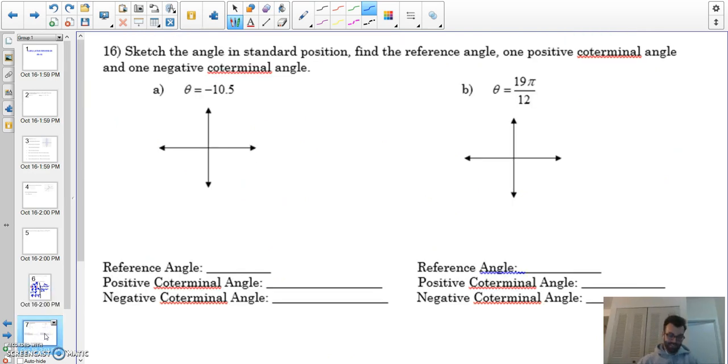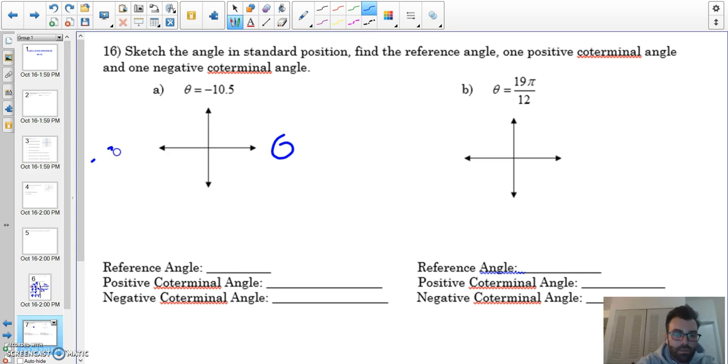All right, so here we go. Sketch the angle in standard position. Find the reference angle. Find one positive coterminal and one negative coterminal. So I have decimal form here, so everything needs to stay in decimal. I'm going negative, which means I'm going around this way. That's 0.